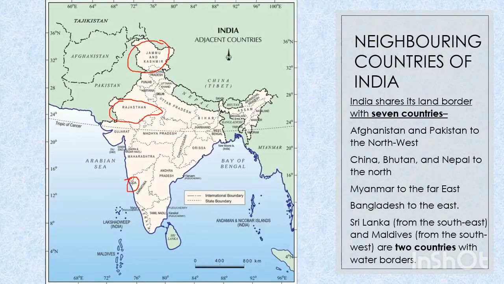So what I've understood from this here, there are 7 neighboring countries surrounding India. And we have 28 states and 8 union territories. The largest state in India is Rajasthan, and the smallest is Goa. Hope, children, we have come to the end of the chapter. Hope you have understood this chapter.